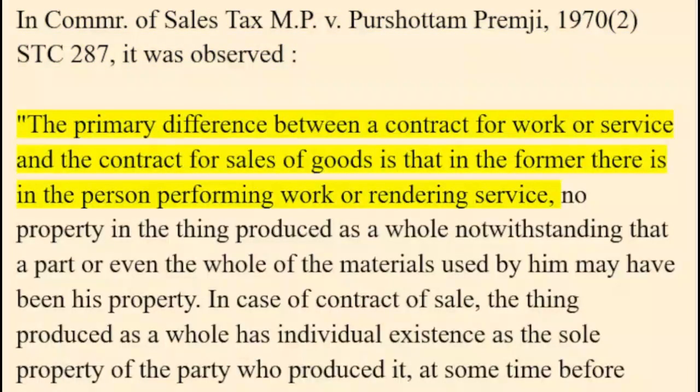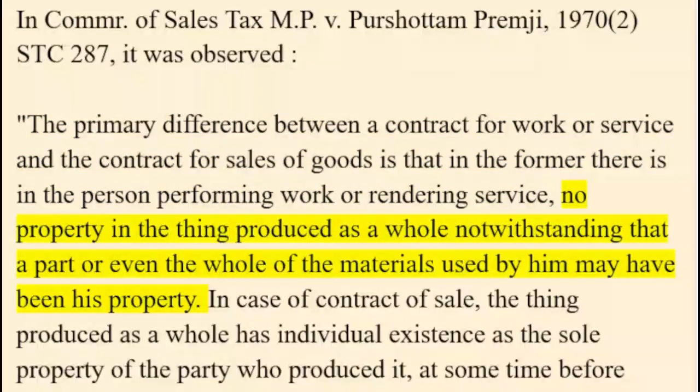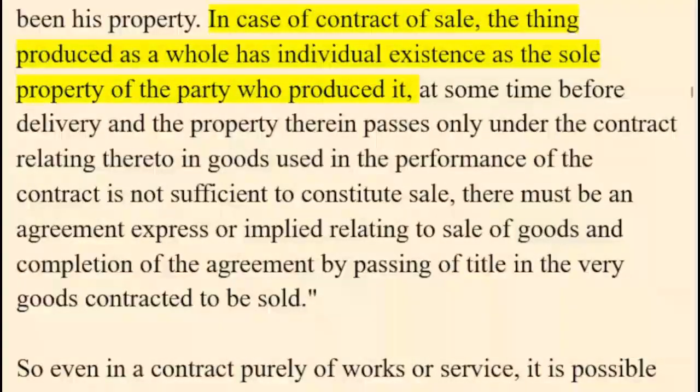The primary difference between a contract for work or service and the contract for sale of goods is that in the former there is, in the person performing work or rendering service, no property in the thing produced as a whole, notwithstanding that a part or even the whole of the materials used by him may have been his property. In a contract of sale, the thing produced as a whole has individual existence as the sole property of the party who produced it.